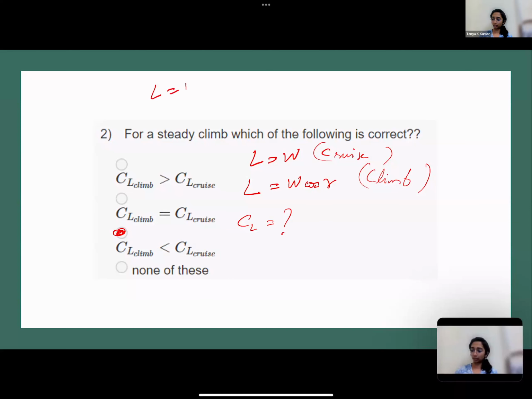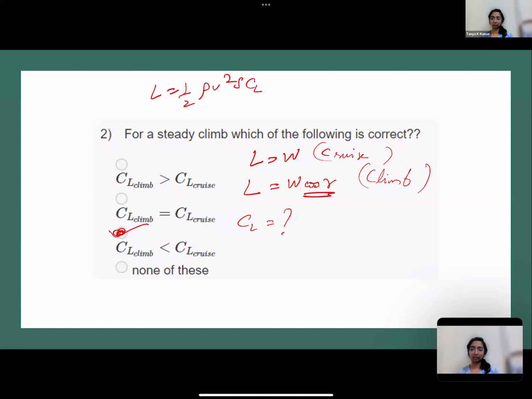So lift is half rho v square S CL. Now just plug in these two and you should be able to see that CL climb is always less than CL cruise, because there is a cos gamma term there. Flight path angle is never almost 90 degrees, it's always less than 90 degrees. So your CL climb will always be less than your CL cruise. Option number 3 is right.